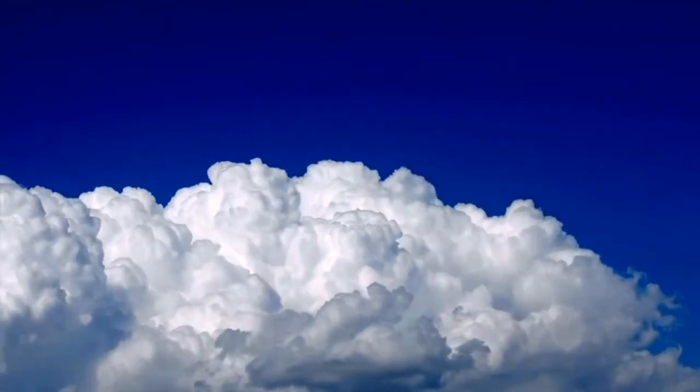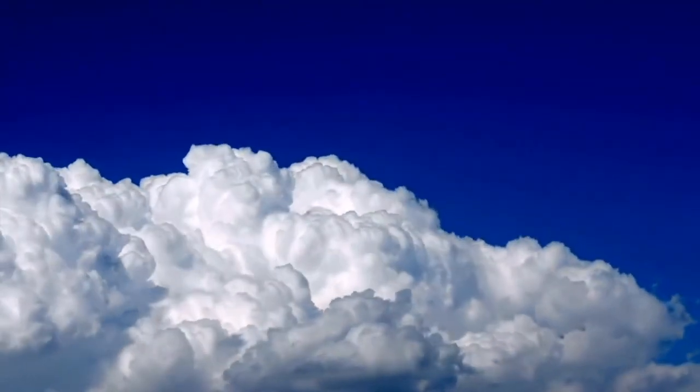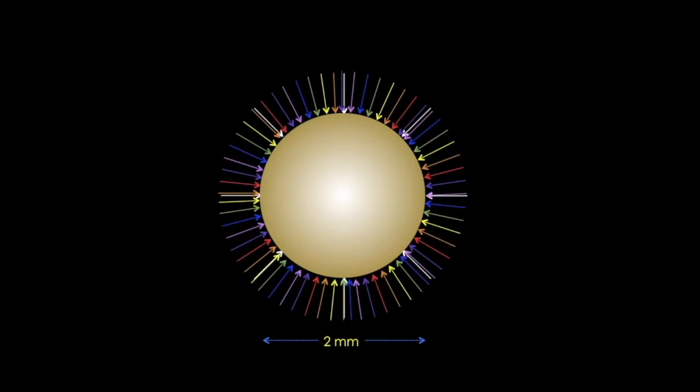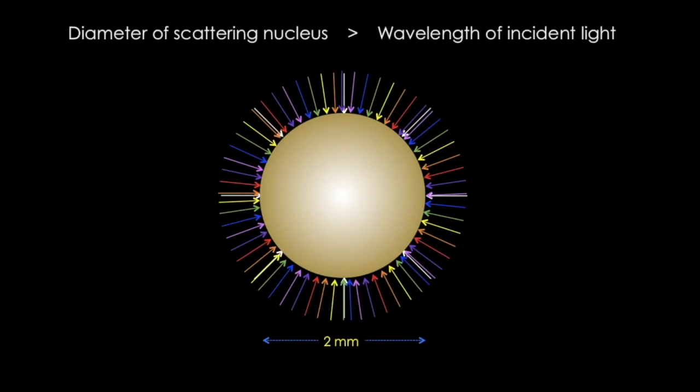First, the white clouds. Let's say this is a congregation of water molecules present in one of the clouds. Its diameter would be somewhere around 2 millimeters, and white light is incident on it. Now, white light is made up of several colors whose wavelengths are in the range of 4000 to 8000 angstroms. So here the diameter of the scattering nucleus is significantly greater than the wavelength of incident light.